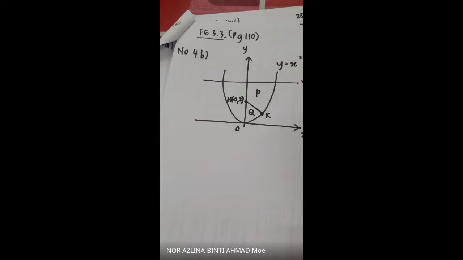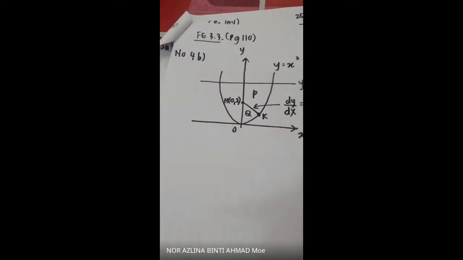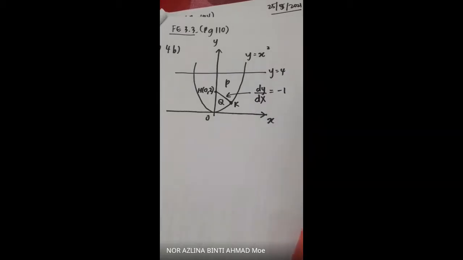The diagram on the right shows the curve y equals x squared and the straight line y equals 4. A line with gradient of -1 is drawn to pass through H and it intersects the curve y equals x squared. Gradient equals -1. Gradient means dy over dx. Find the coordinate of K.